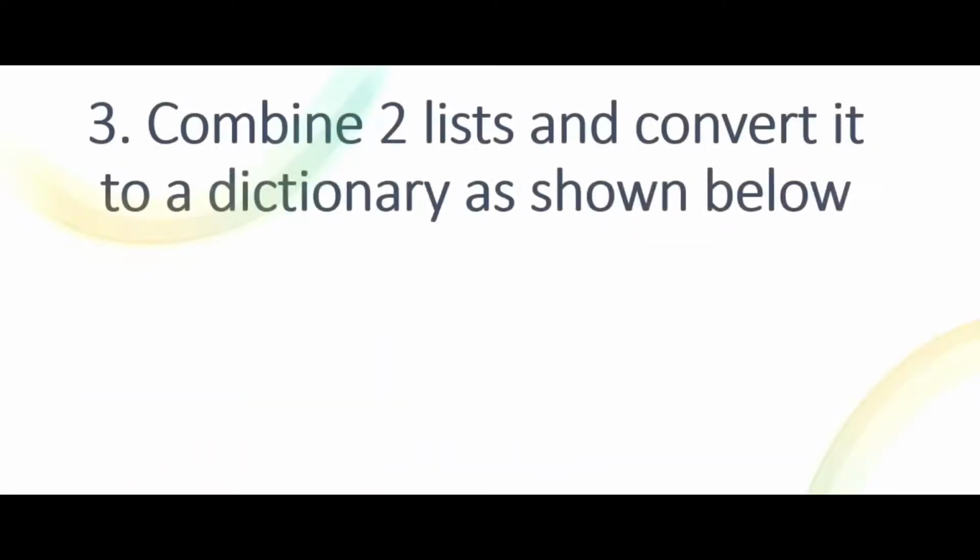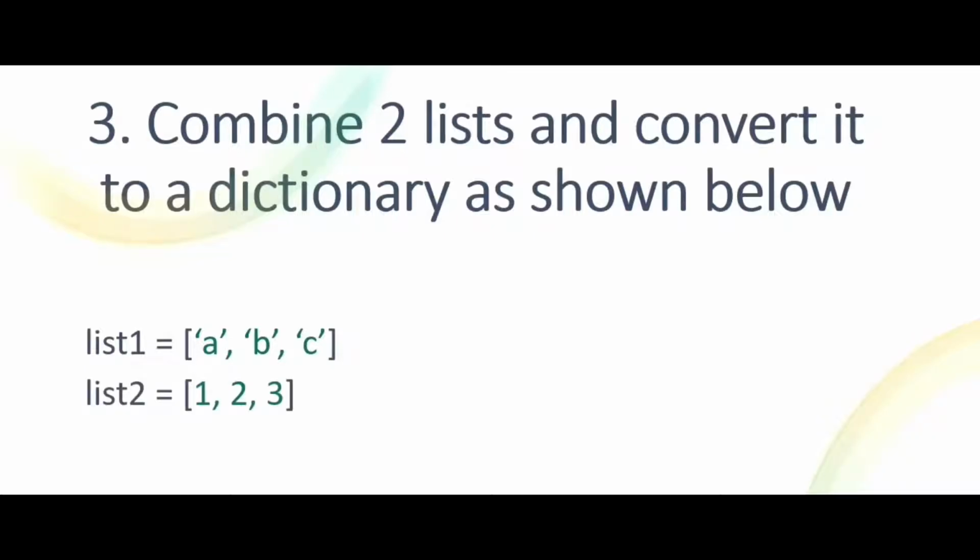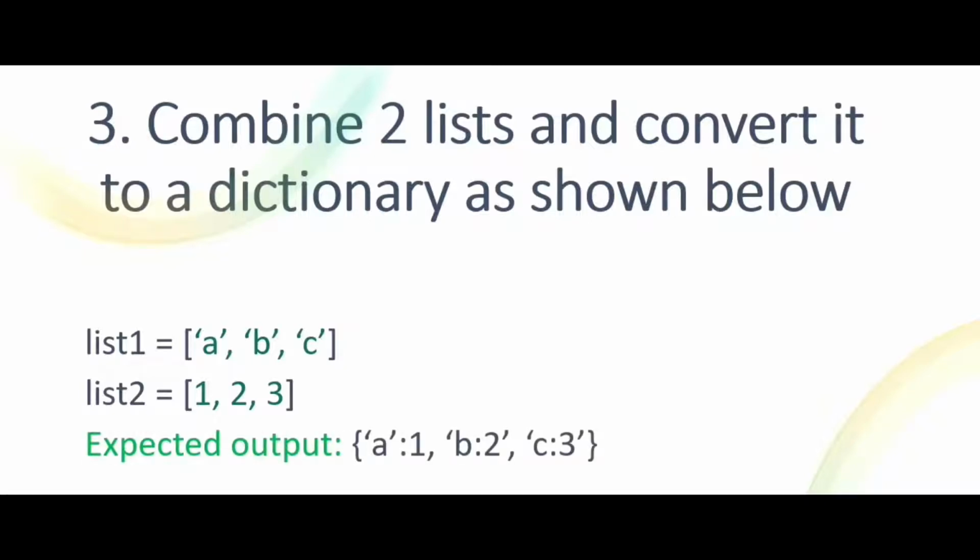Combine two lists and convert into a dictionary as shown below. So list 1 is equal to A, B, C. List 2 having numbers 1, 2 and 3. And now we need to convert into a dictionary such that the dictionary should contain the members from list 1 and list 2. A is to 1, B is to 2, C is to 3, right?